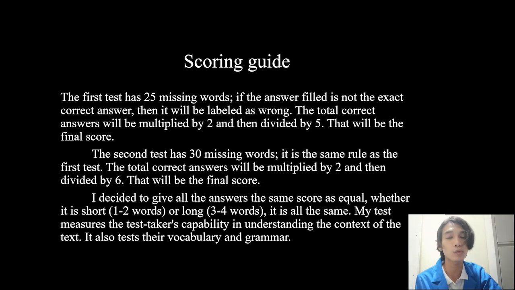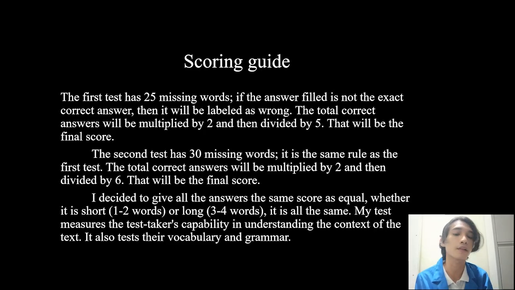And I will talk about the scoring guide. The first test has 25 missing words. If the answer field is not the exact correct answer, then it will be labeled as wrong. The total correct answers will be multiplied by 2 and then divided by 5. That will be the final score. So if the test taker corrects all of it, 25 words, then it will be multiplied by 2, it becomes 50, and then divided by 5, then it will be 10.